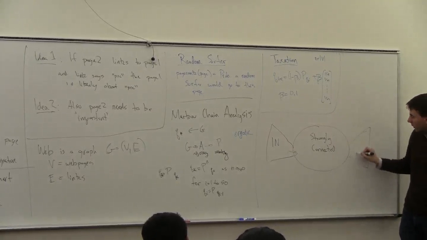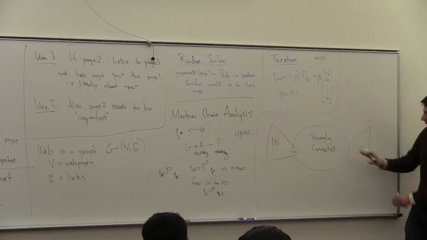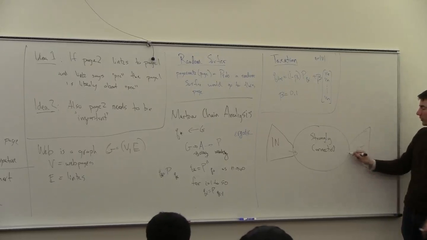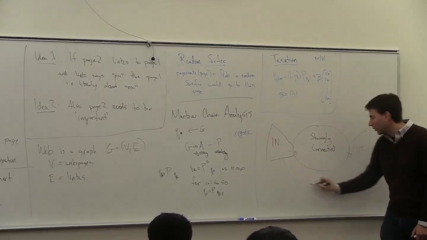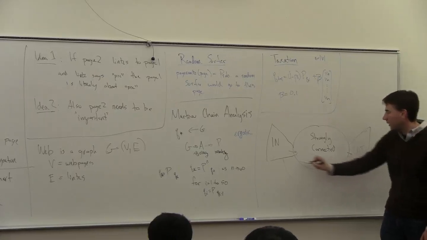Okay, so it's kind of a tangent. There's also this power component where the strongly connected will link to, and there are some pages which will go directly from the in component to the out component.